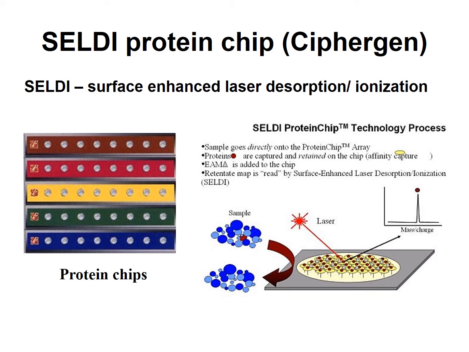Proteins are captured. The ones that are not captured are washed off. So it's an affinity capture. And the matrix is added to the chip, and then you hit the laser that excites the spot, and you measure the mass to charge of what protein stuck. Okay, so looks like the red protein stuck.